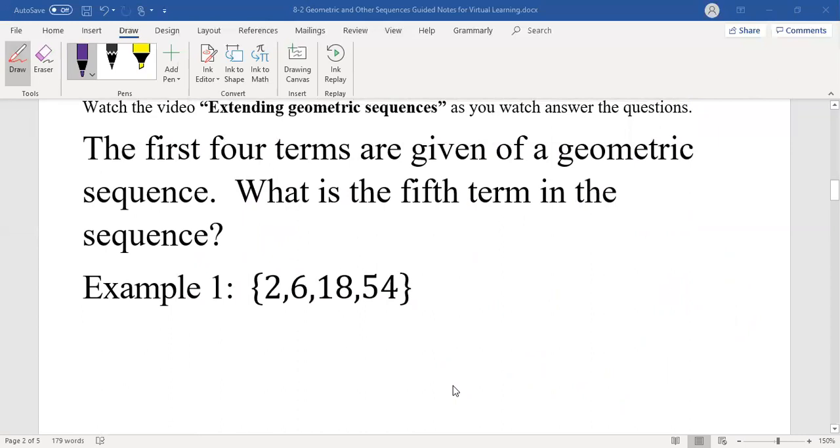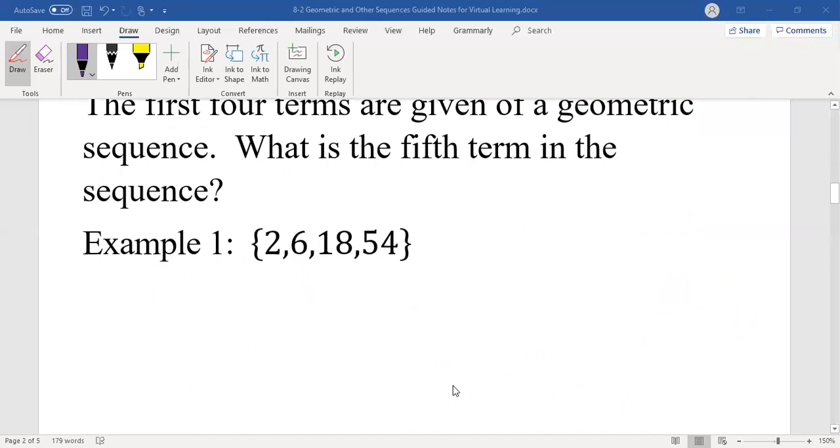The first 4 terms are given of a geometric sequence. What is the 5th term in the sequence? So we want to figure out what we're multiplying by. We'll call this G1, this will be G2, and so on and so forth. So we're going to do 6 divided by 2. That will give me 3. So we know our common factor is 3.